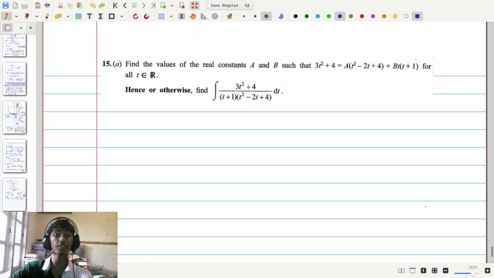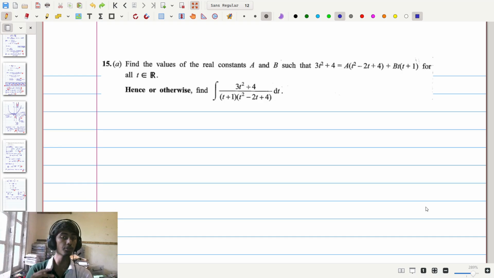Now to start this question, the first thing I'm going to do is use the fact that this is true for all t elements of the real numbers to say that the polynomials on the left hand side and right hand side are identical, and therefore the coefficients of t squared, t and the constant terms must be equal on the left hand side and right hand side. What we can then do is derive some simultaneous equations from this that we can use to find the values of capital A and capital B.